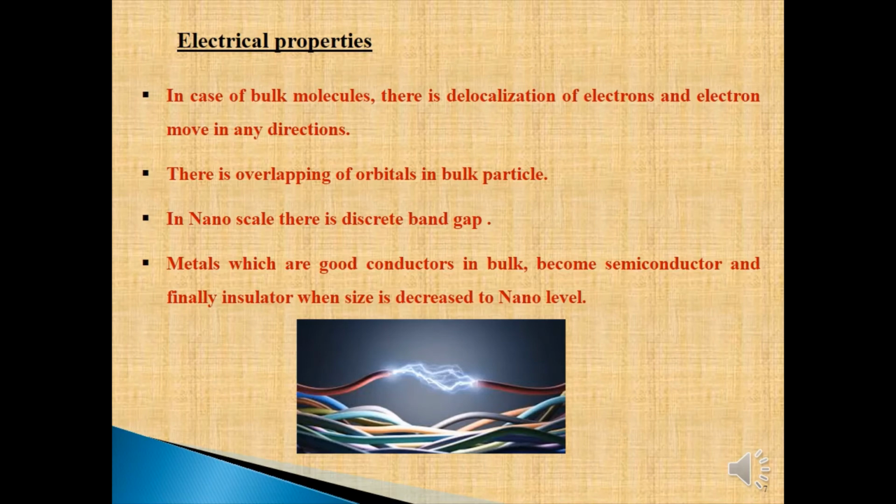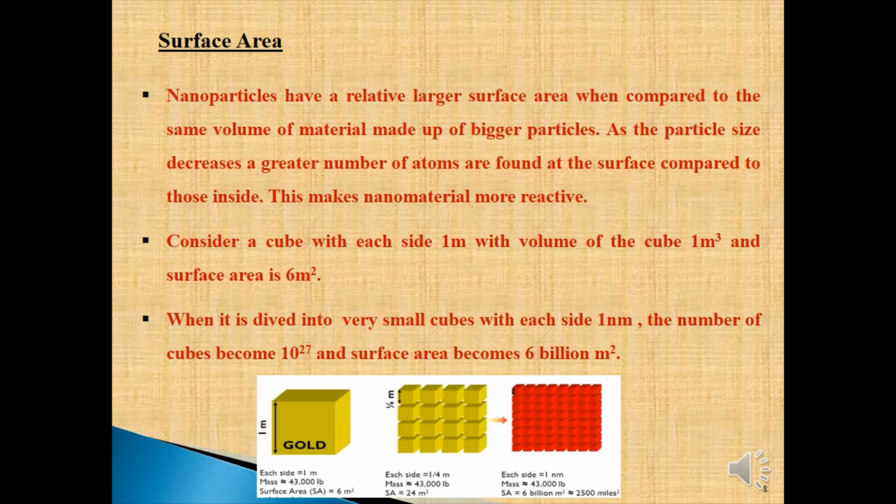Surface area. Nanoparticles have relatively larger surface area when compared to the same volume of material made up of bigger particles. As the particle size decreases, a greater number of atoms are found at the surface when compared to those inside. This makes nanomaterial more reactive. Consider an example of a gold nanomaterial. In the below diagram, the various sizes of gold nanomaterial are given, the bulk scale and the nanoscale.